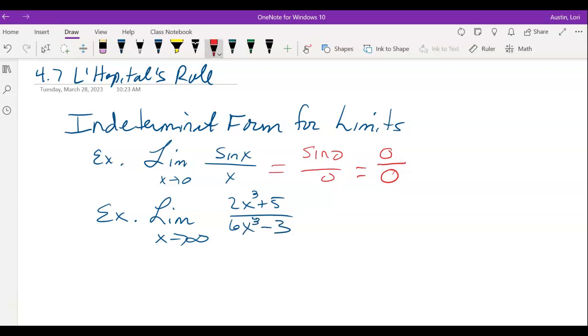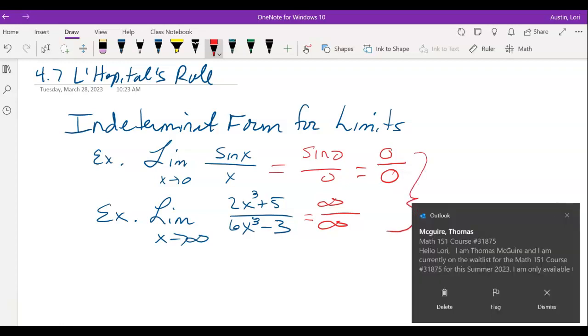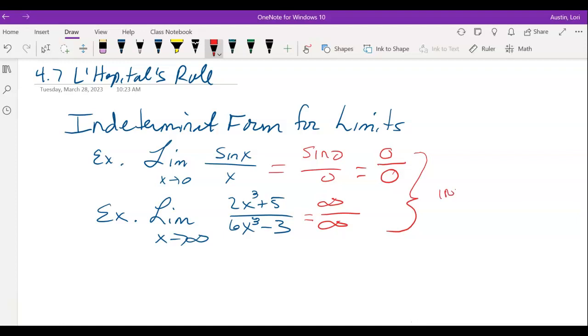Now, I know you learned how to solve that, but what happens if I just plug in infinity? Don't I get infinity over infinity? These are called indeterminate limits because as they stand right now, you can't solve them. We came up with other methods of solving them.